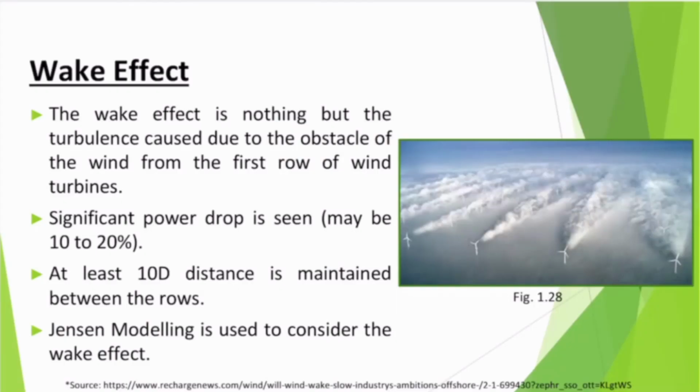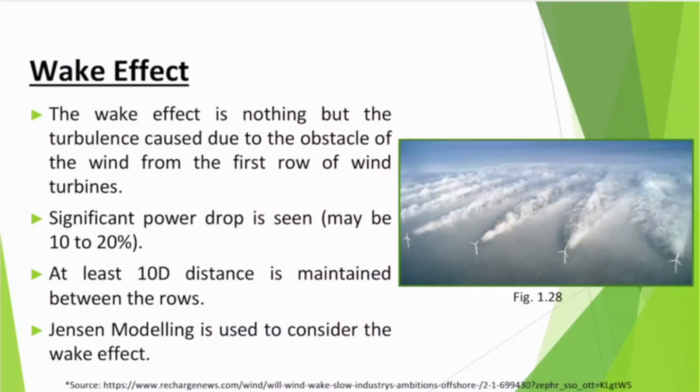And hence a reasonable distance is maintained, but still the wake effect cannot be ignored. A significant power drop, close to 10 to 20%, is seen with other power plants because of this turbulence effect. At least 10D distance is maintained between the rows. So there is a standard structure through which a huge distance is maintained so that the turbulence effect is reduced, but still you cannot completely avoid it. Jensen modeling is used to consider the wake effect. Depending upon the flow of air and wind, you can plan and place the turbines in such a manner that the wake effect is minimized.